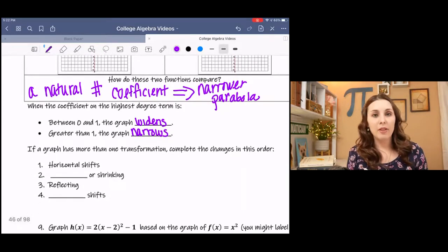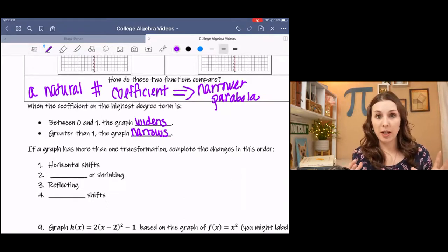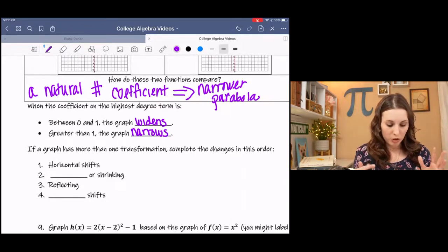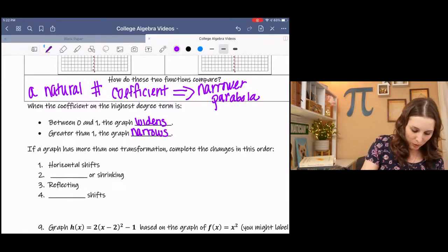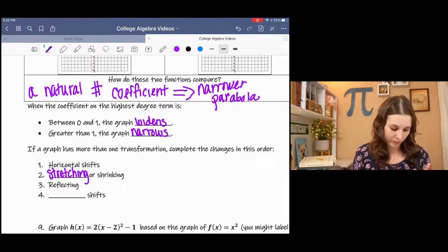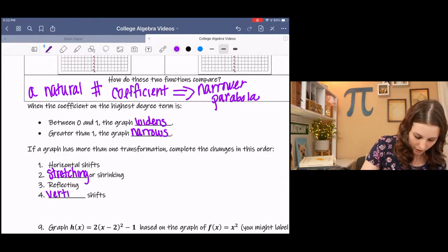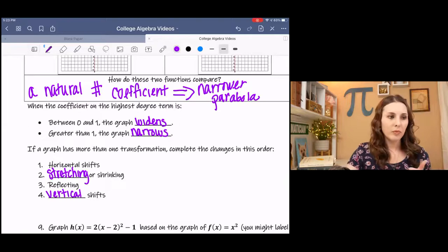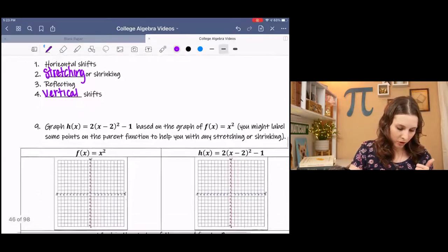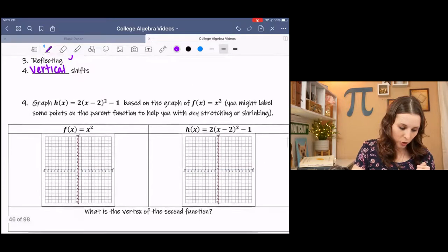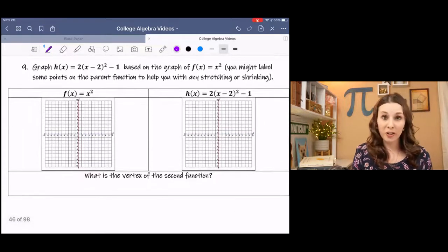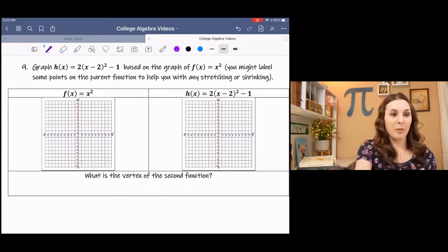And if we put all of these transformations together into one problem, you want to first deal with a horizontal shift, then deal with stretching or shrinking, and then reflections, and then your vertical shifts are last. So with this problem here, I want you to try it on your own and then pause it and come back and check.